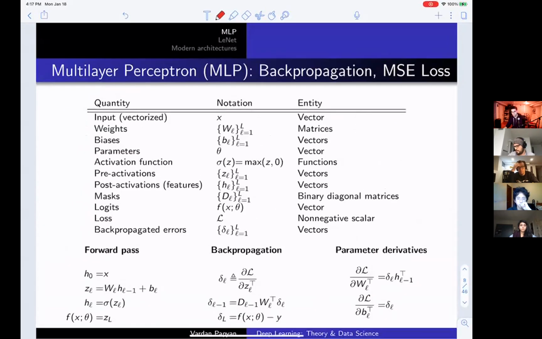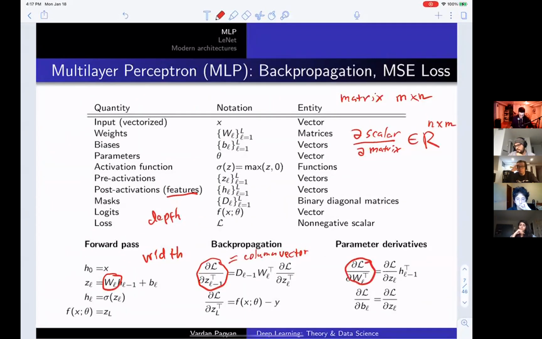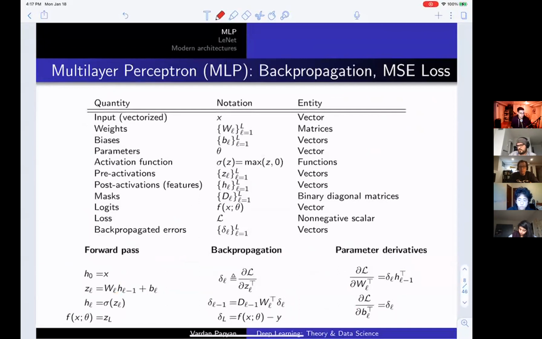So here's the equation. For example, the derivative of the loss with respect to the weight matrix is equal to the backpropagated error multiplied by the features, right? So it's a very simple outer product. Now, people usually like short notations, so they denote the backpropagated errors by delta L. And then you get these simple equations. So dL to dZ transpose is the backpropagated error, and we denote it by delta L. And the derivative is backpropagated through this equation, right?